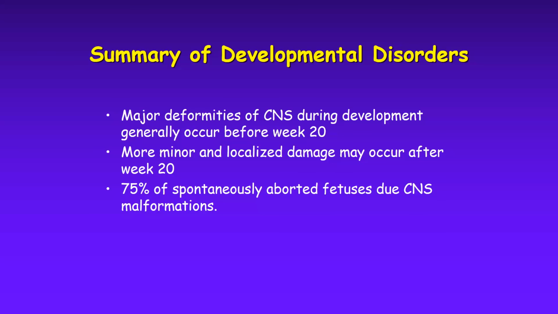This is interesting. A lot of fetuses don't make it. Okay, and 75% of spontaneously aborted fetuses are due to some CNS malformation. So that's the vast majority of miscarriages, probably because the fetus didn't have a normally developed nervous system.